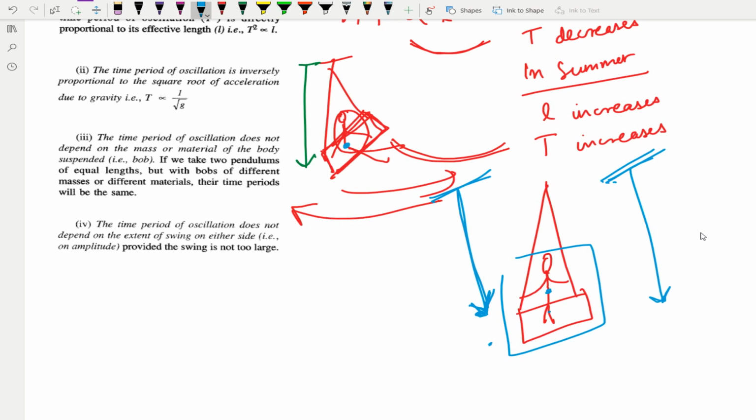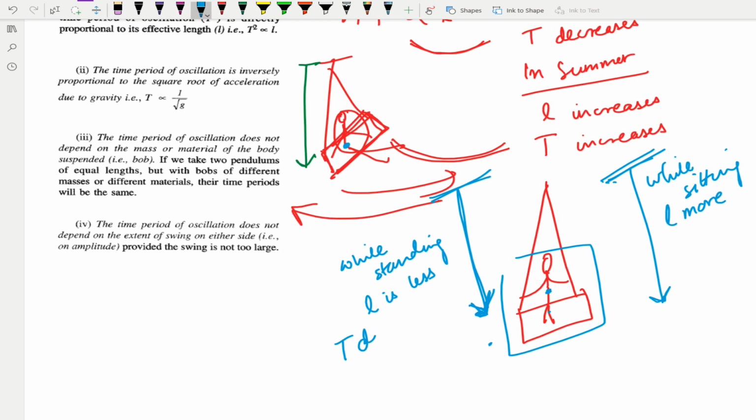So when you were sitting, the effective length L was more, and while standing, L is less because L decreases. So what will happen to the time period of this swing when you are swinging? If L is less, T decreases, and if L is more, T increases. We know this.